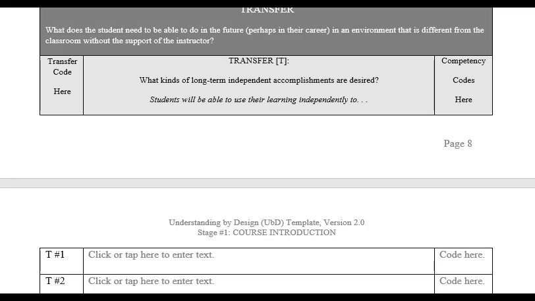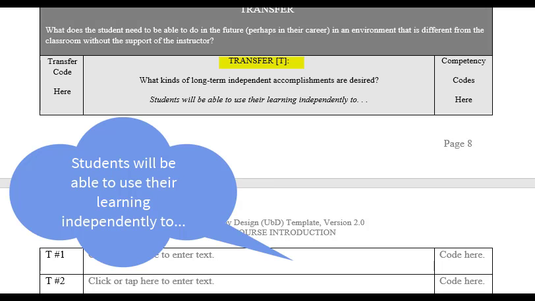Our next section is transfer. When we look at transfer, we're specifically thinking about what we want students to take away from our class and use independently in their personal lives and in their future careers. You can see over on the right we have competency codes, and what these are is we're going to apply the codes that are attached to our professional standards, and we're going to match them up with the transfer skills that we think students need to learn.